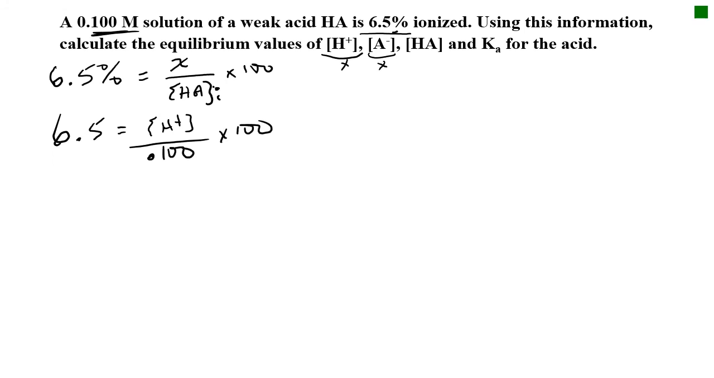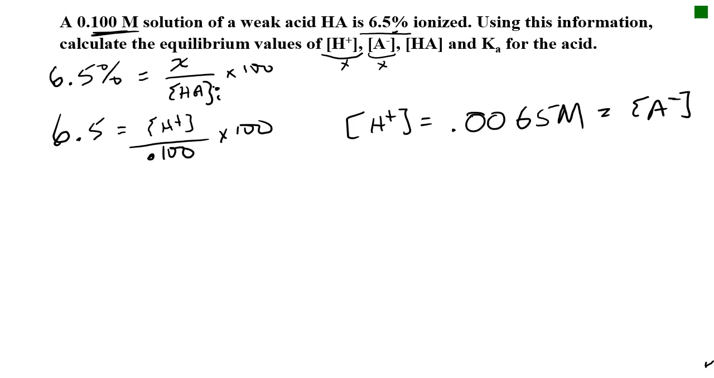multiplied by 100, and this allows us to solve for H plus, and that will give us that H plus is equal to 0.0065 molar. Well, H plus is also equal to A minus, so that's equal to the concentration of A minus, and so we know both of those. Now HA, well, HA is going to equal what we started with minus how much reacted. So HA is going to equal a value of 0.1 minus 0.0065.